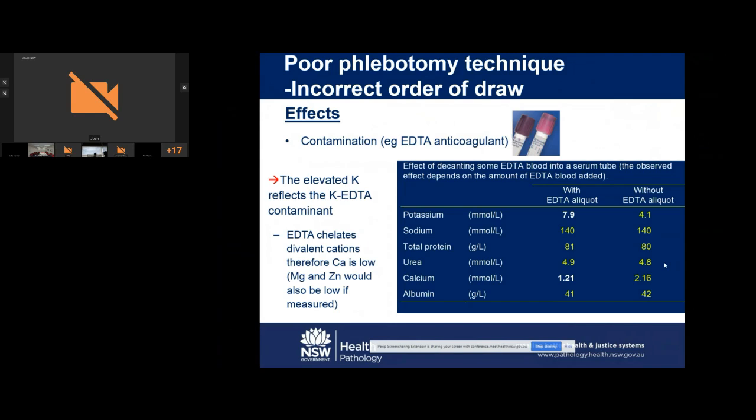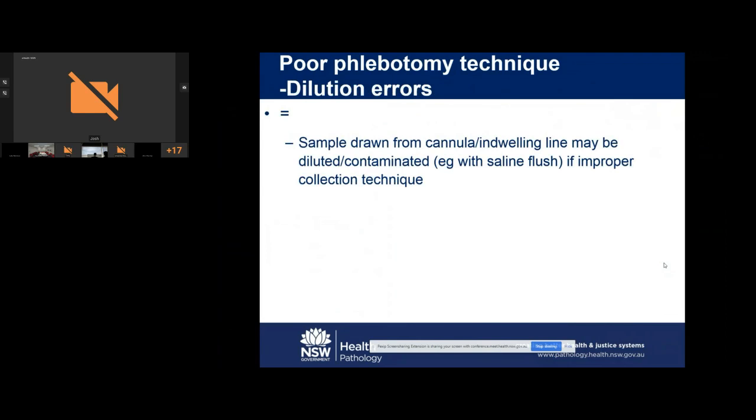Dilution errors, another phlebotomy issue. This is where we're drawing a sample from a cannula or line, and it may become contaminated with the flush due to improper collection technique. So this may give falsely elevated sodium and chloride if it's a sodium chloride saline flush, and dilution of the other analytes.